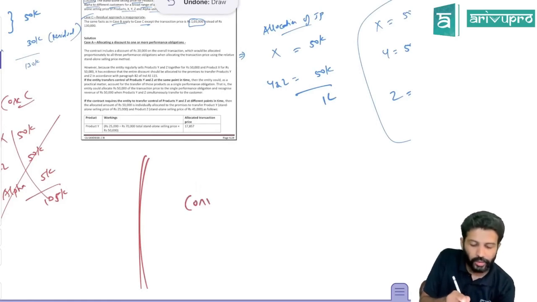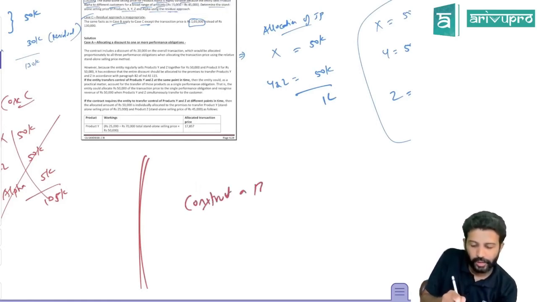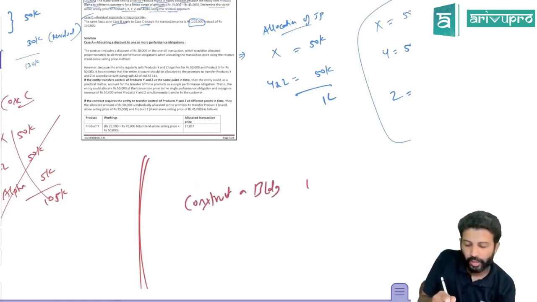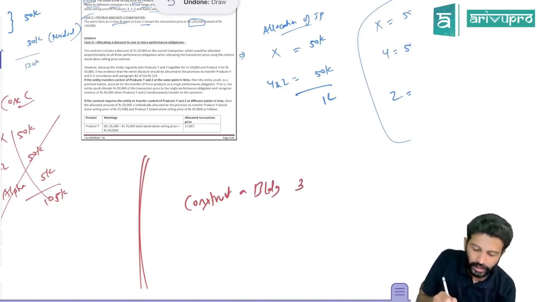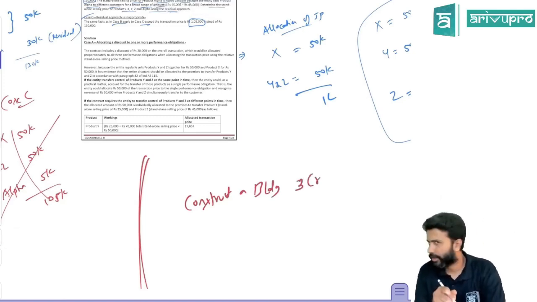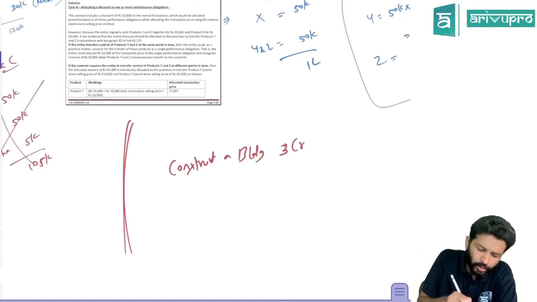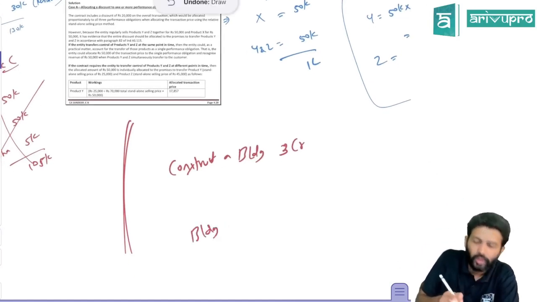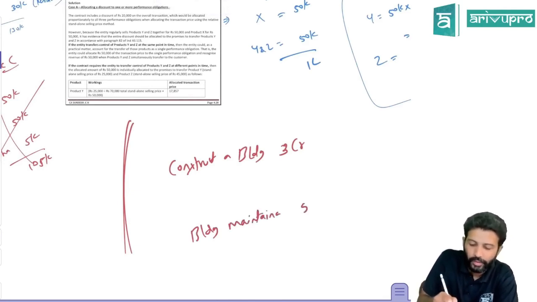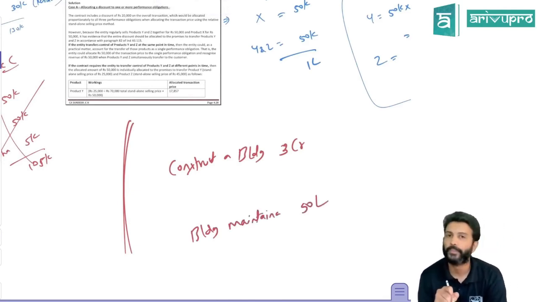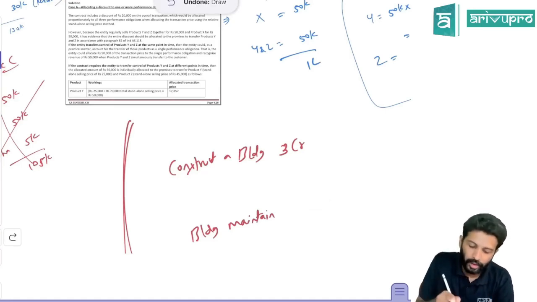There is a contract to construct a building, let's say for 3 crores. After that, we also have a building maintenance contract. We'll not only construct the building, we'll also maintain the building. For that, we have received 50 lakh rupees. Or maybe let's say a smaller amount, because this is only a small example. Let's say 20 lakh rupees.